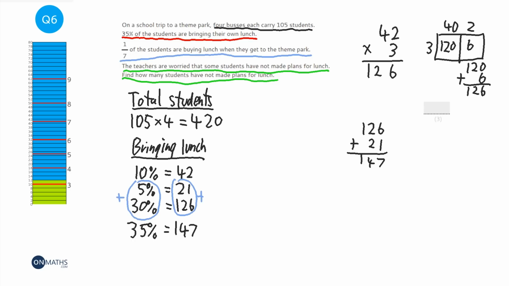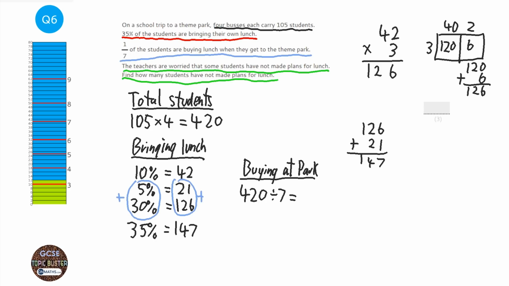Next, buying at the park. So students who are buying at the theme park. It says a seventh of the students. So to find a seventh, all we do is we get the amount of students, which is 420, and we just divide it by 7. And again, you can do this any way you feel comfortable doing, although this is a bit easy because 42 divided by 7 we know is going to be 6. So 7s into 4 don't go, so carry that on. 7s into 42 are 6, 7s into 0 is 0. So it's going to be 60.